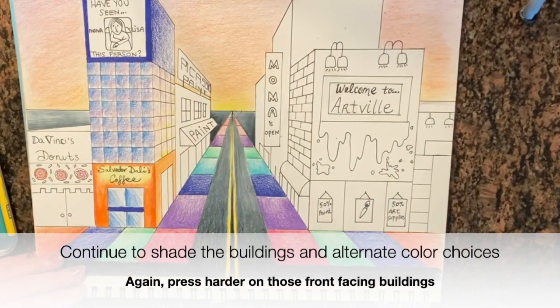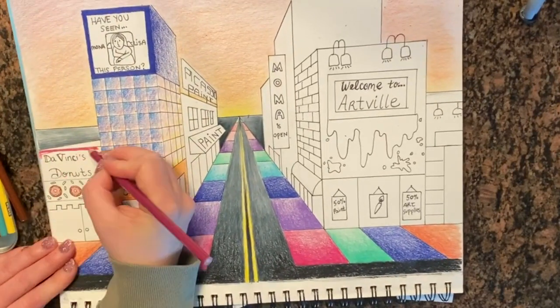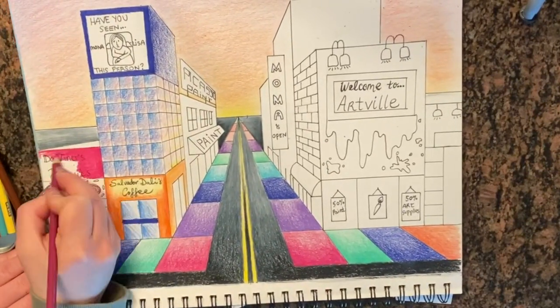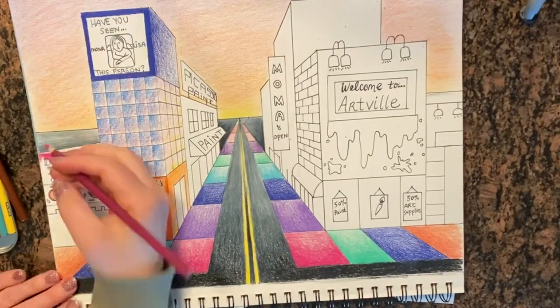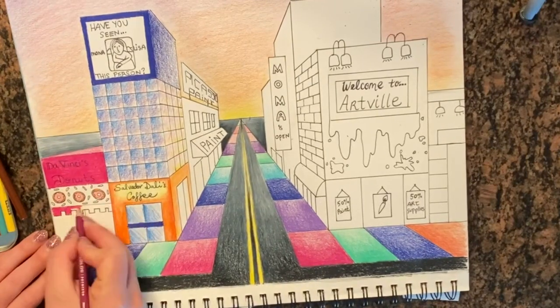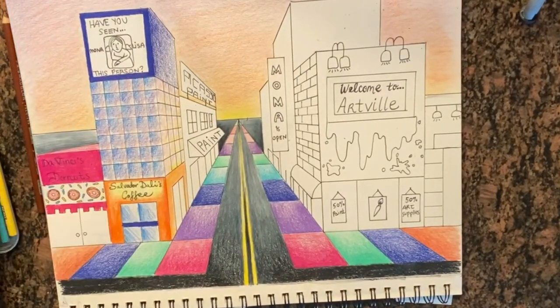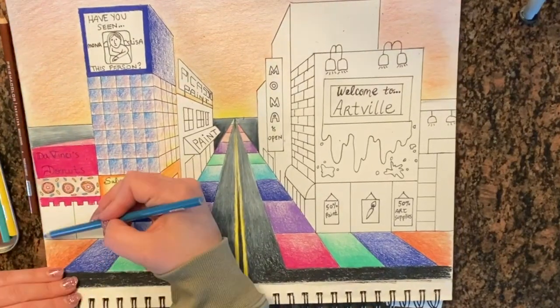Continue to shade your buildings. Again, details that are on the sides of the buildings facing us, you should press harder, and the sides of the buildings that are away from us or different parts should have contrasting values. So here I'm using a lighter pressure for the roof of that building. I'm going back to pressing harder for the design of the front of the building.